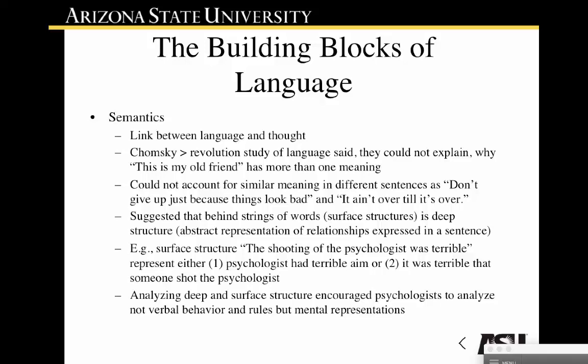He basically focused on why you couldn't explain certain things, like how a sentence such as, "This is my old friend," has more than one meaning. It could be, "This is my friend that I've had for a very long time," or "This is my friend who happens to be old." It's the same sentence, but it has two different meanings.